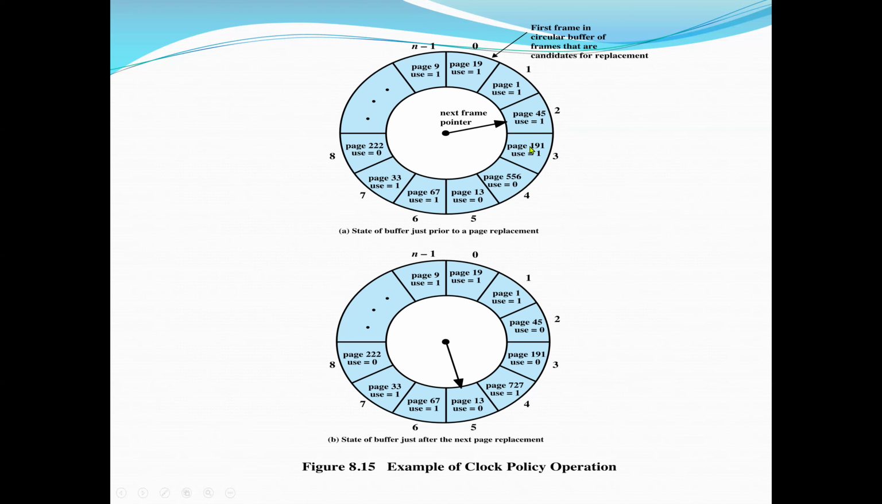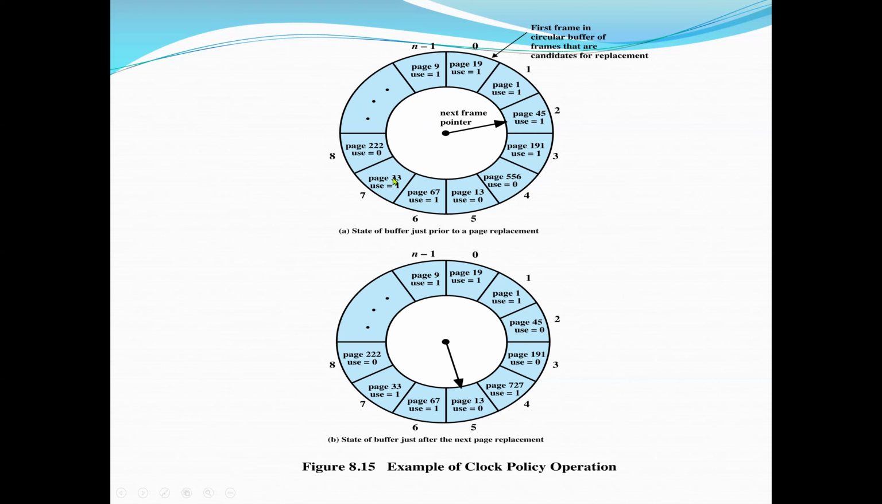So page 193 in frame 3 is also not replaced because, again, the use bit is 1. And its use bit now will be set to 0, and the pointer advances. In the next frame, frame 4, the use bit is 0. Therefore, page 556, whose use bit is 0, is replaced with page 727.